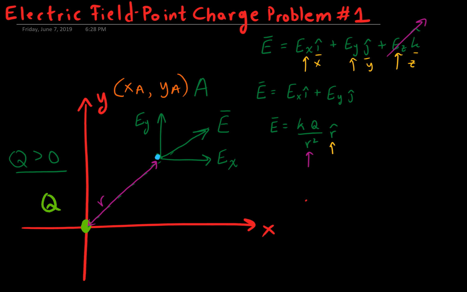Now if I know what the point A is, meaning its coordinate positions, which are xa, ya, I can easily determine what that distance r is. So along the x-axis, I have xa. Along the y-axis, I have ya. And lo and behold, you get a right triangle. So you can use Pythagoras' theorem to describe that distance r as the square root of xa squared plus ya squared.